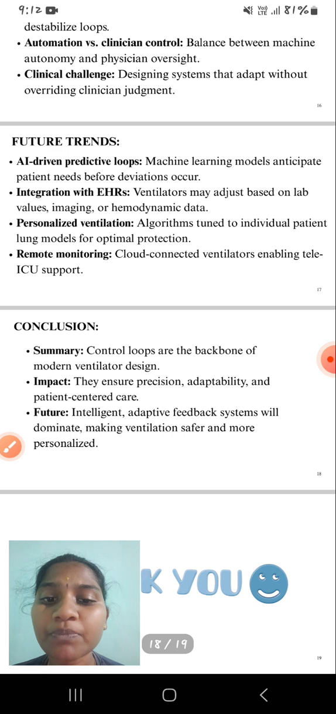Conclusion summary: control loops are the backbone of modern ventilator design. Impact: they ensure precision, adaptability, and patient-centered care. In the future, intelligent adaptive feedback systems will dominate, making ventilators safer and more personalized.